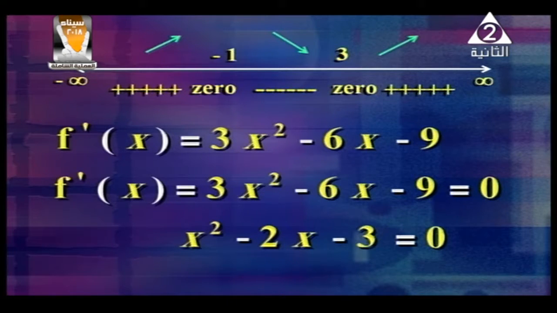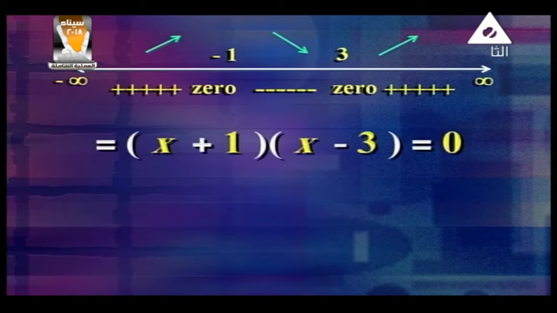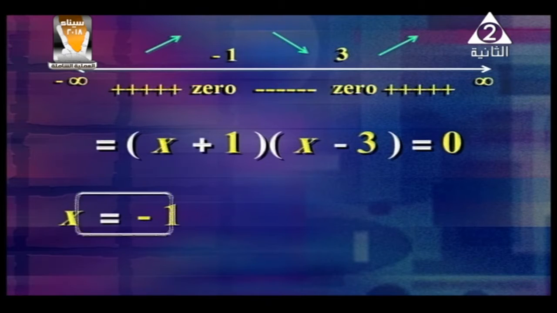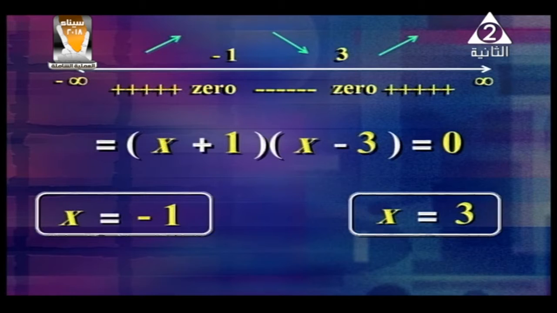Remember, dear student, the first step we find f dash of x. The second step we put f dash x equals 0. Why? Because we find the value of x which makes f dash x equal 0. What is the value of x? By factorization, x plus 1 inside a bracket multiplied by x minus 3 inside another bracket equals 0, then x equals negative 1 and x equals 3.